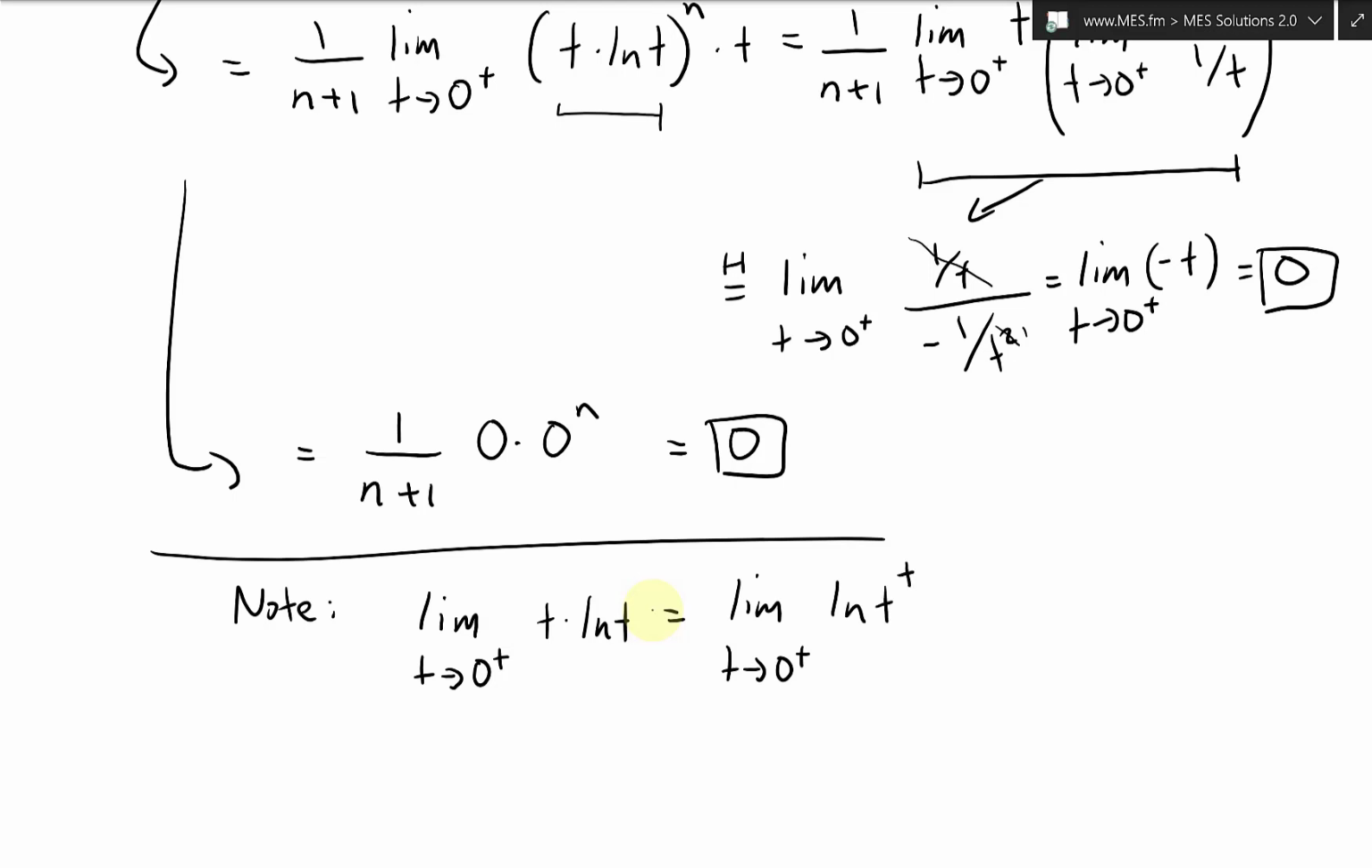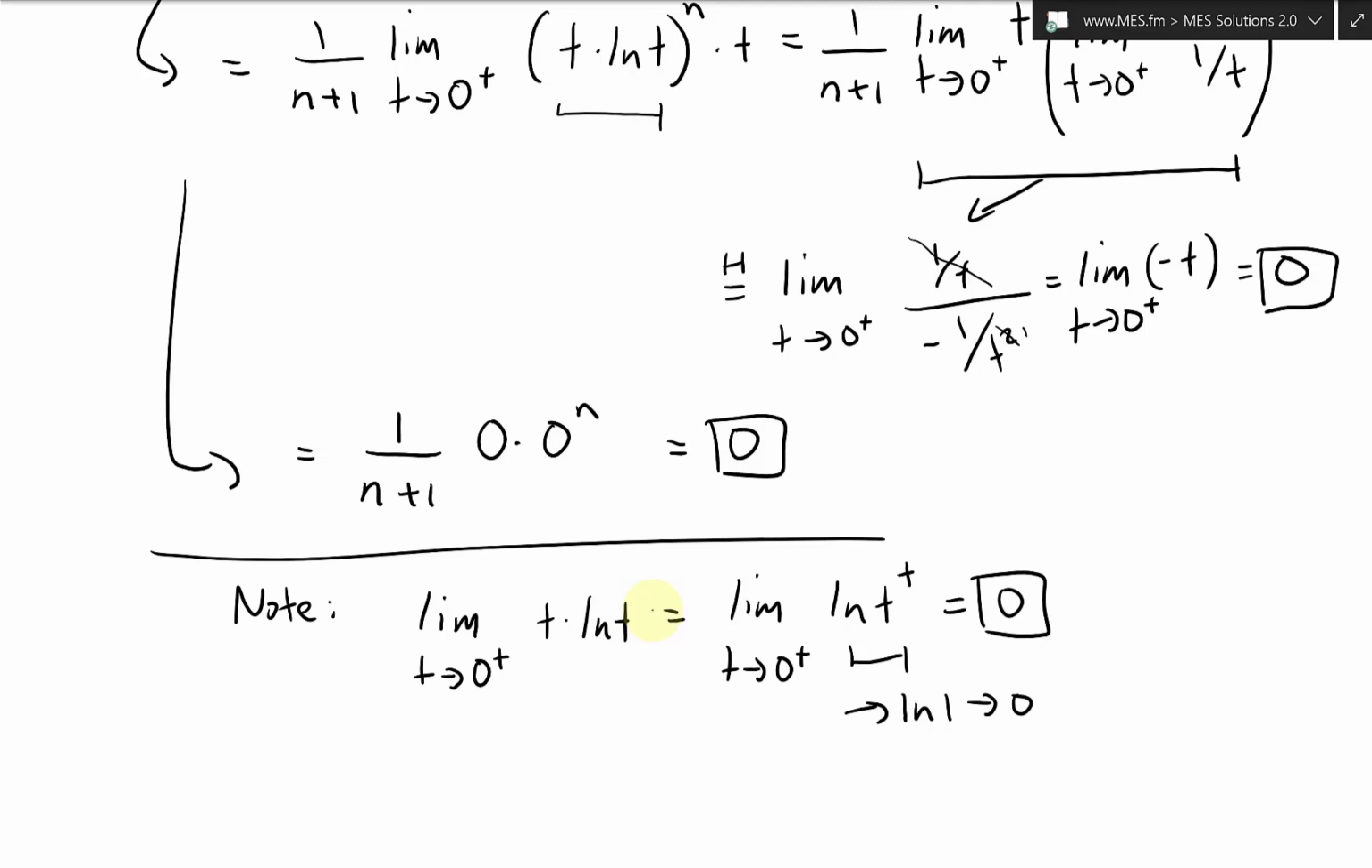And remember how we initially defined x to the x at 0, 0 to the 0 equals 1. So in other words, this setup here is approaching ln 1, since t to the t is defined as 1. It's approaching ln 1, in other words, it's approaching 0, so this equals 0. So we could have just done it that way, but that was using that definition.